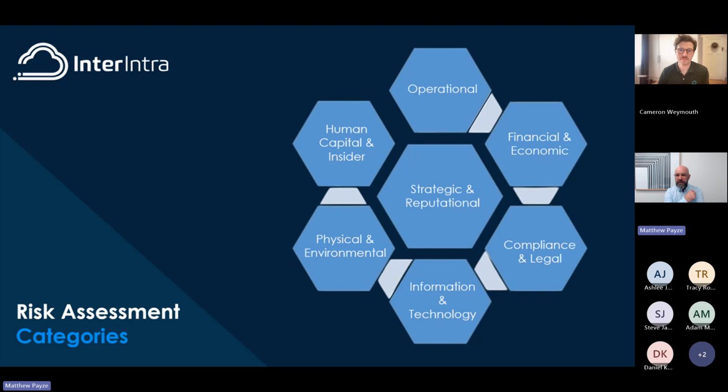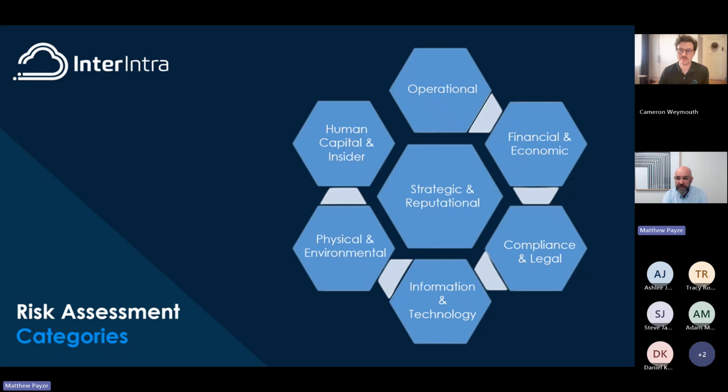I've got this slide in here about categories. I think it's really important that risk assessment categories aren't necessarily just IT. It's important to note that they span the entire business. Some key areas I've put here, some key categories, so to speak, to consider when doing risk assessments.